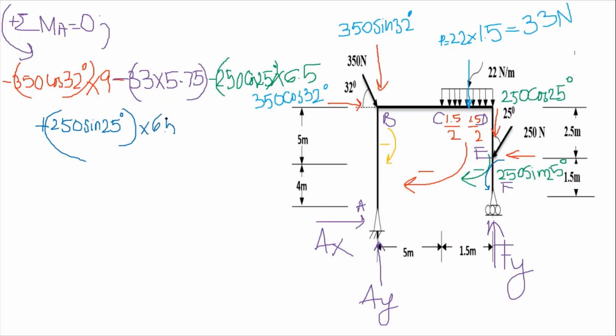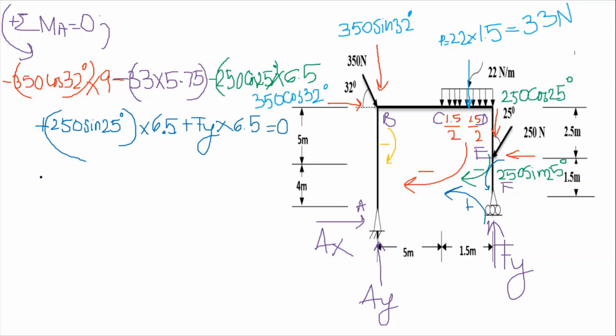And one last force is left. This equation is in continuity, this force Fy. Where we rotate it, it will rotate like this, so it will be positive. So positive Fy into, again, 5 plus 1.5, so 6.5. So we will be able to calculate Fy from here.